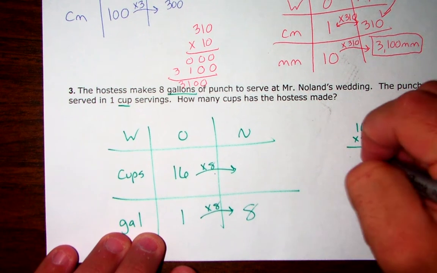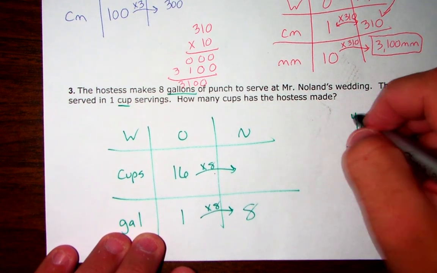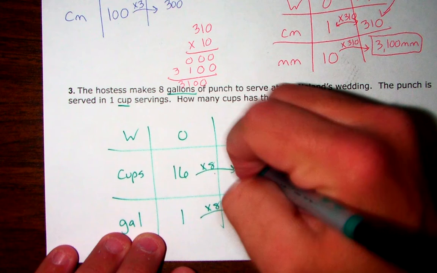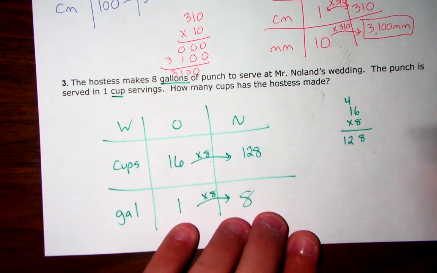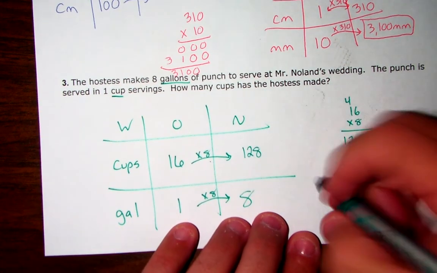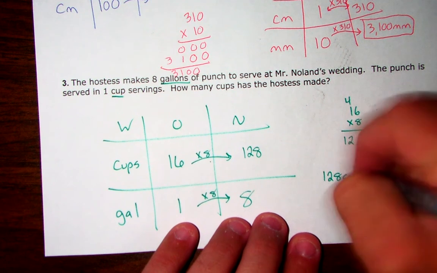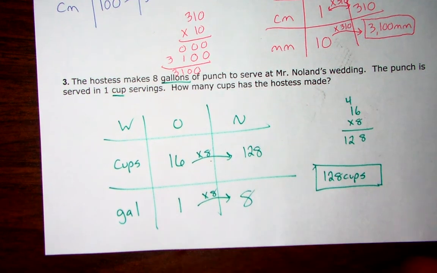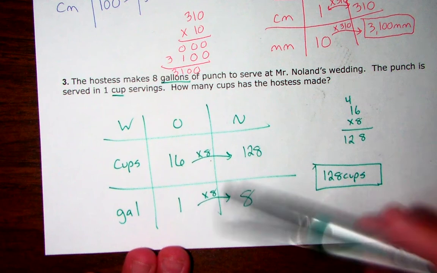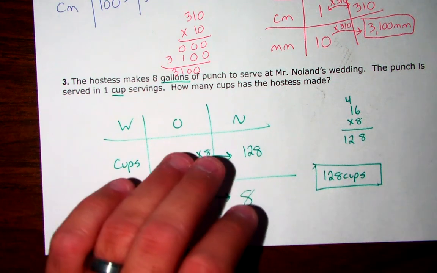Well, 8 times 6 is 48. 8 times 1 is 8, plus 4 is 12. I got 128 cups of Kool-Aid. I'm sorry, punch. Alright, so 128 cups. Guys, you are done. The hardest part of this problem is figuring out how many cups are in a gallon. That's the hardest part on that problem. Alright, moving on up. We're going to the back.